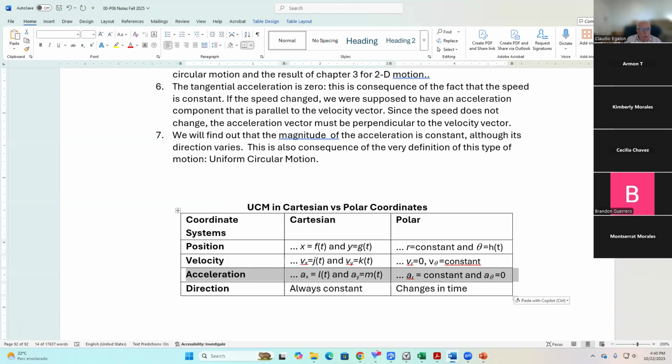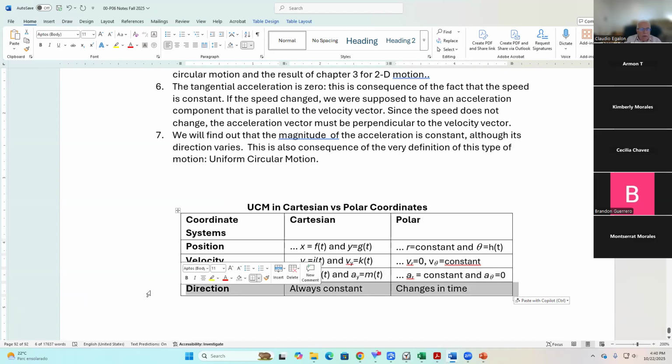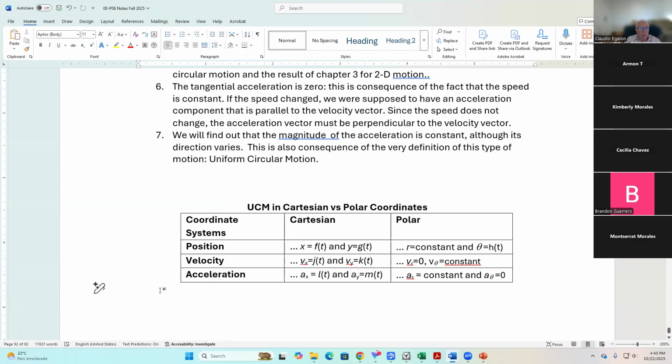Yeah, let's see what's going on here. This one here is incorrect. Let's see how I can fix that. Let's remove that for now.